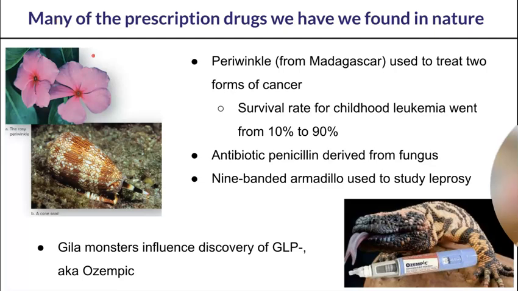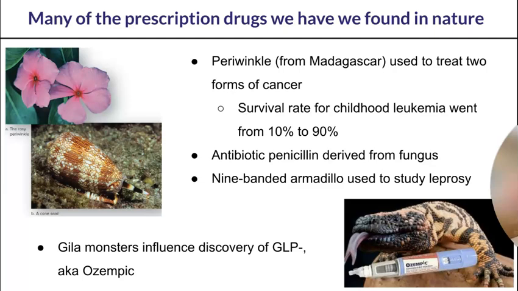And the last organism that I'm going to highlight is this guy right here, which is the Gila monster. The Gila monster is a very slow-moving venomous lizard that lives in the southwestern region. In the 1980s, scientists were studying this Gila monster because they found that it can go for extended periods of time without eating.